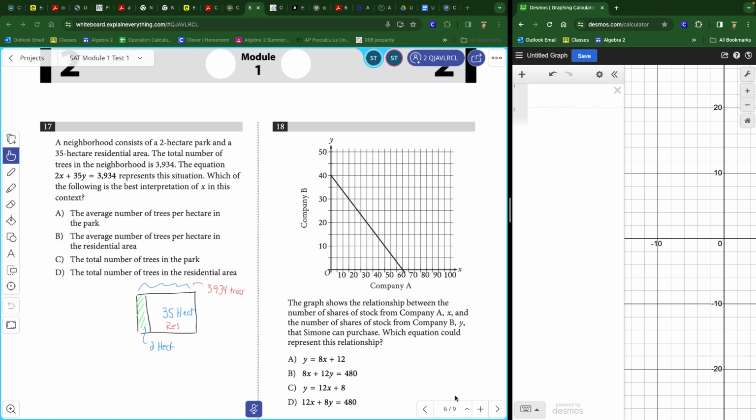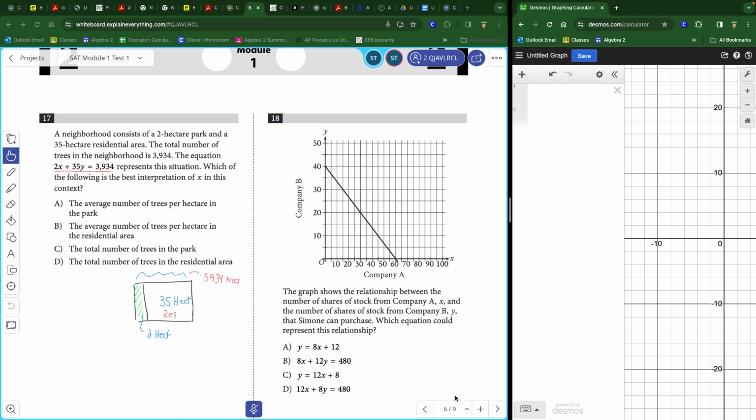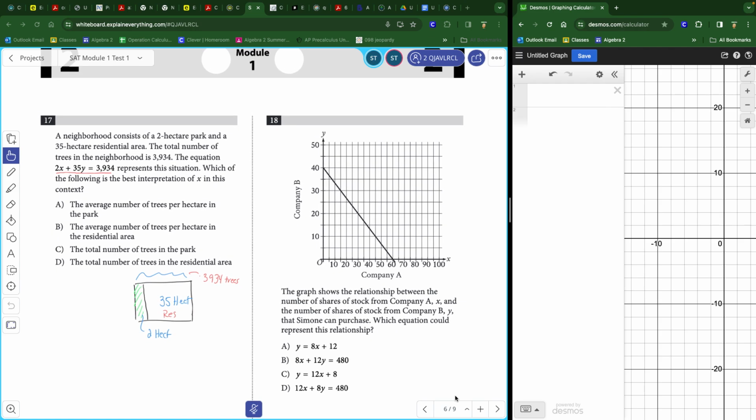The equation 2x plus 3y equals n represents this situation. Which of the following is the best interpretation of x in this context? So they've given us 2x and they're saying, what's x mean? Plus 35y. What's y mean? And your total is 3,934. When you multiply whatever x is times 2 and whatever y is times 35, you get this number, which is the total number of trees.